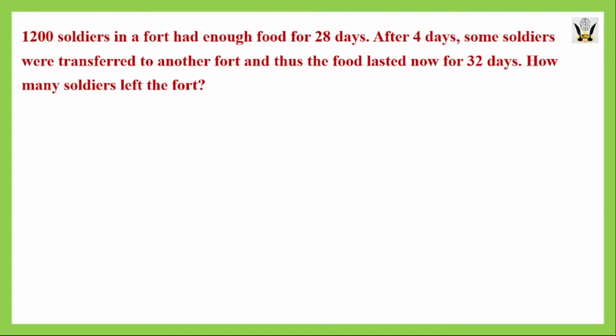Now we will see the next problem. It says that 1200 soldiers in a fort had enough food for 28 days. That means here again we have two quantities. One is the number of soldiers and the second quantity is time, which is measured again in terms of days.